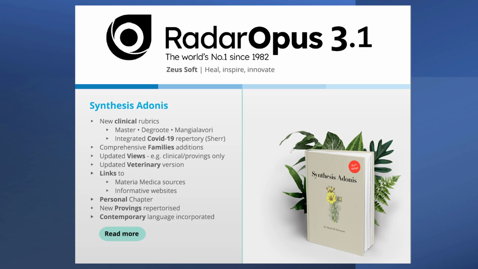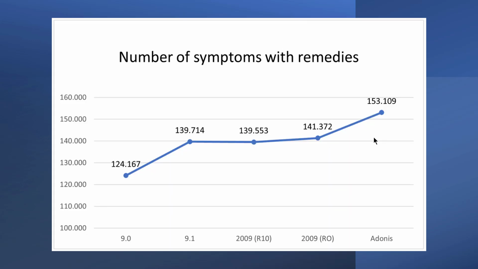So Synthesis Adonis has made a huge jump. So you see here mentioned a few things. For example, a lot of information has been added by Dr. Farag Master, clinical additions, De Grote, Manji Lavori. For example, from Schur, we integrated the COVID-19 repertory and a lot more. So about this huge jump, it is probably more than 7 years of work by the team of Frederik Schooyens.